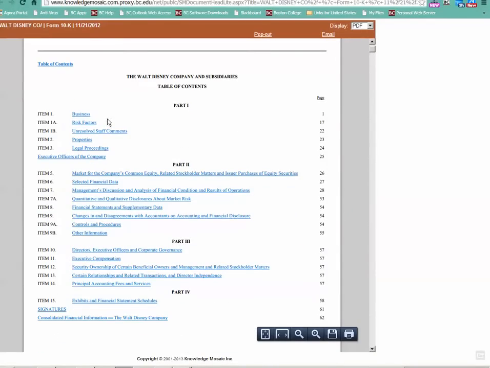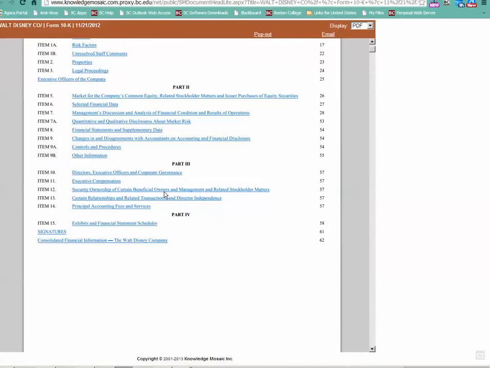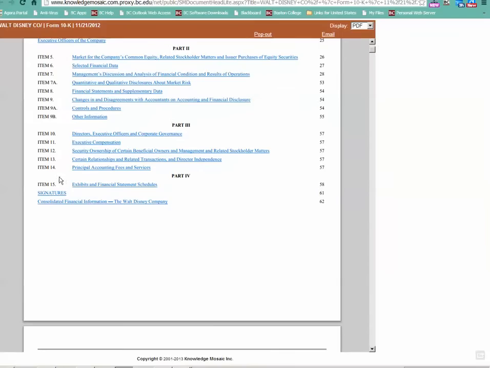And these are the different, if you've never seen a 10K before, it talks about the company, the business, risk factors, so things that might affect the company. If the staff has made comments, they have to resolve those comments or disclose why it's unresolved. Properties that are owned, any important legal proceedings that the company might be involved in, information about executive officers, all types of financial information. And then they also have to list any sort of exhibits and financial statements are included here in item 15.